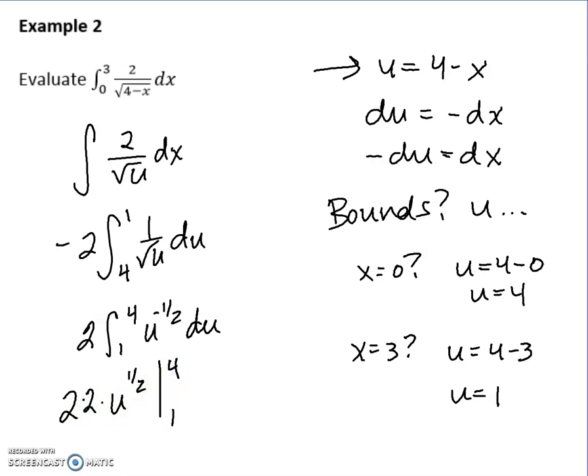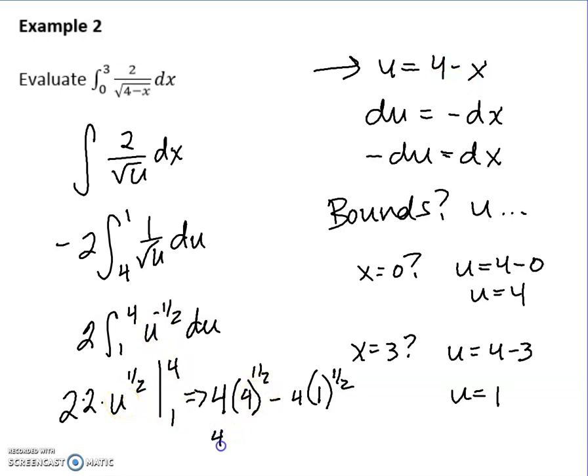Now, the cool thing about this, because you changed your bounds to relate to u, you don't have to plug u back in. These bounds, 1 and 4, already apply to u, so you don't have to plug all this business back in. That's great news. So here we go. That means I have 4, and then I'm going to take u to the 1/2, and I'm going to do my upper bound first. So I'm going to do 4 to the 1/2, and then I'm going to subtract what I get when I plug in 1, which will be 4 times 1 to the 1/2. So again, I didn't have to replace the u back in because I changed my bounds to work for u.